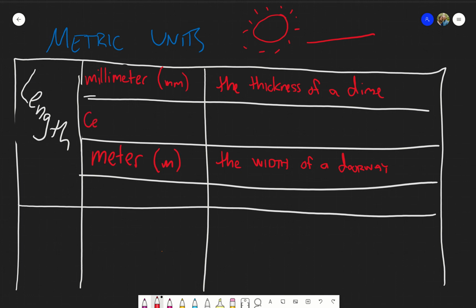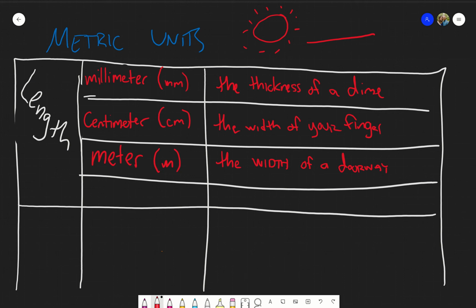And then we have centimeter. And this is about the width of your finger. So how wide your finger is, that's about a centimeter. Okay, so when we're dealing with centimeters, they're about as wide as your finger are.